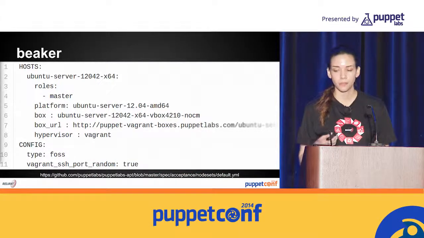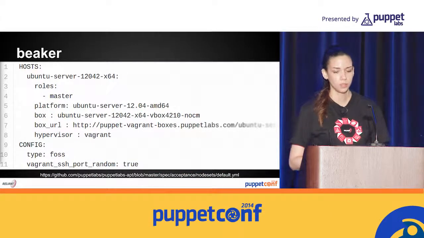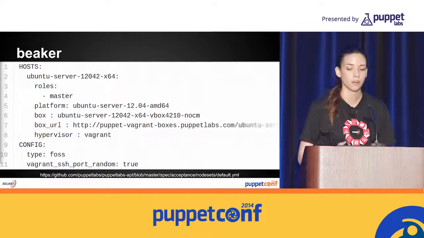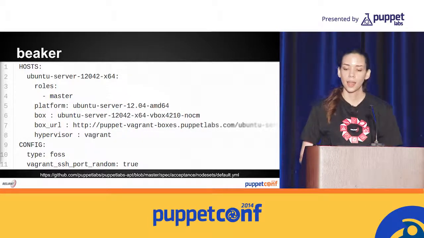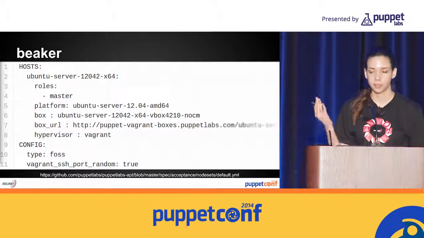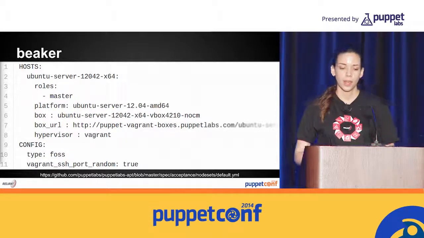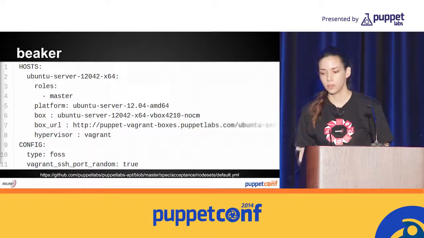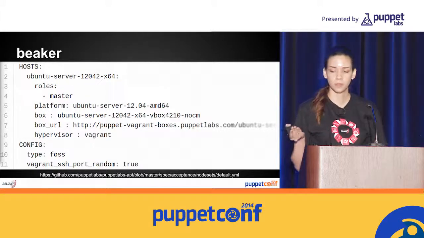And after writing your RSpec test, you just specify your host in a YAML file, and this is also available, as I said, in the apt. You can specify the host and any other configuration. In this case, it is for Vagrant.